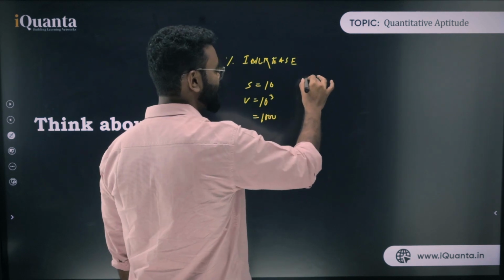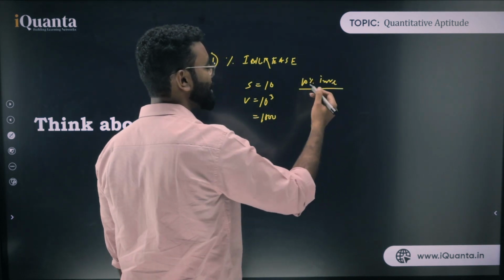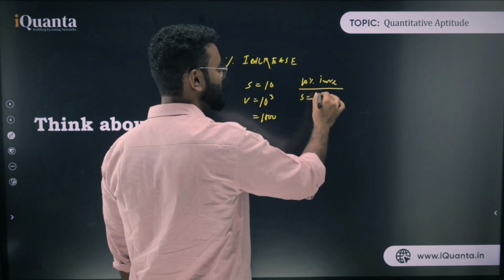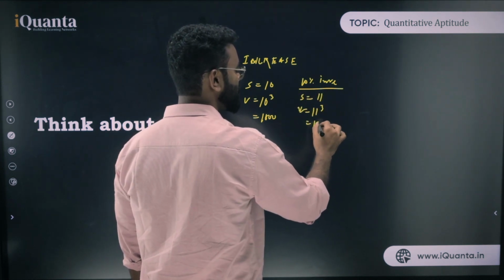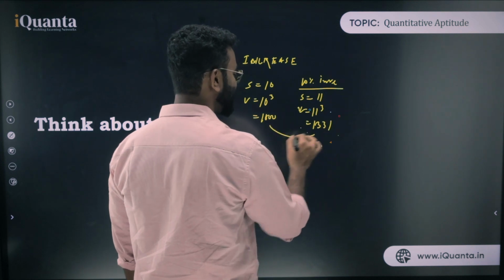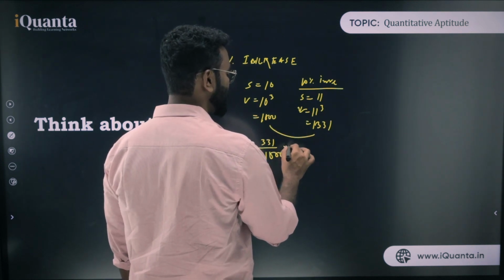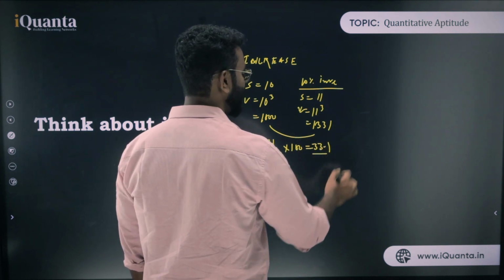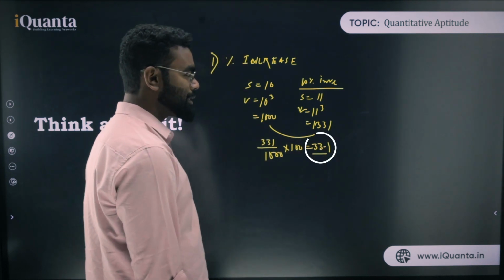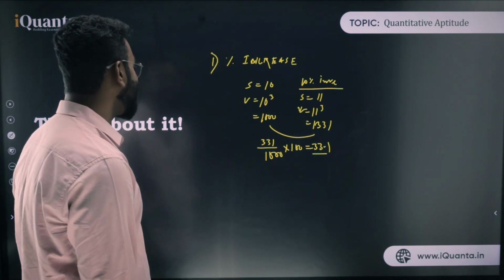Now if there is a 10% increase in side, 10 becomes how much? 11. So the new side is now 11. So volume becomes 11 cube, which is 1331. So what is the increase? The increase is 331 out of 1000. So in 100 the increase is 33.1, and hence your answer is 33.1%. So this kind of question we can solve by using successive as well.